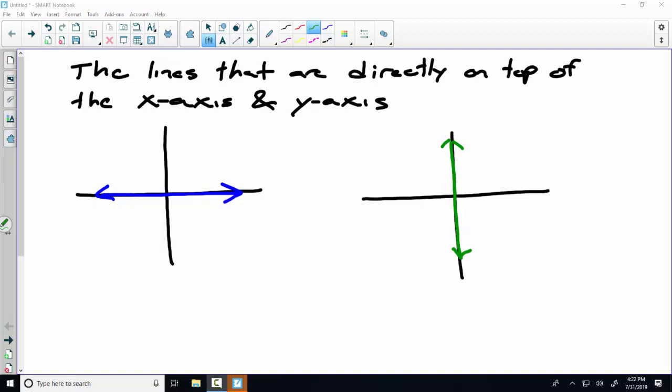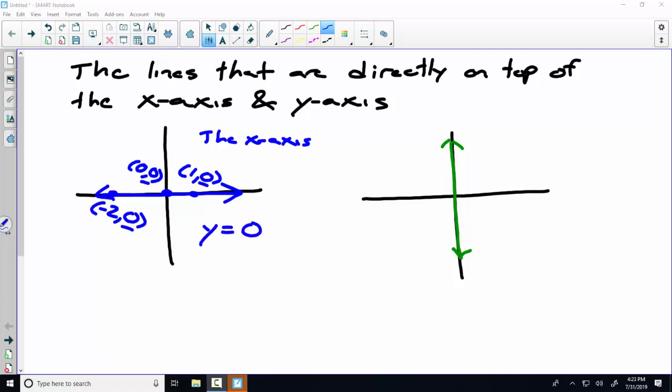So it's very, very tempting to just refer to this line right here on the left as the x-axis, but it actually has an equation, and where we get the equation is by the fact that every ordered pair on this line has something in common, and that is every single ordered pair has a 0 for the y value. So the equation of this line is y equals 0. So if someone were to ask you what is the equation of the line that lies directly on top of the x-axis, you would say the equation is y equals 0.